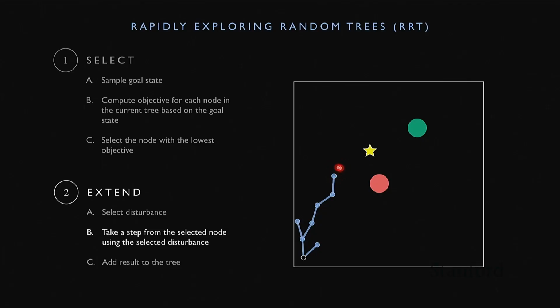No. So the question was, does it start from here now? Do we just decide this node is the next one we're going to do? No. So we repeat this process. This is our new tree. We're going to go back to the select step. We're going to sample a goal state, and we're going to now consider all of these nodes and decide which one we want to extend next.